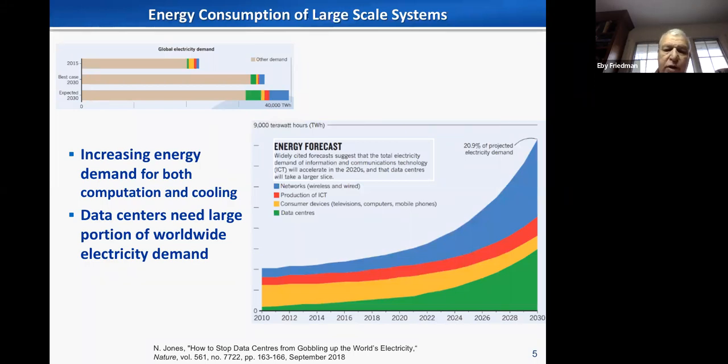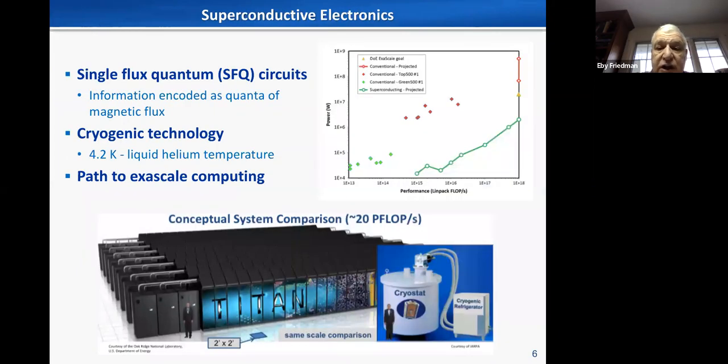So, we're looking at different solutions. Well, CMOS is a technology that we all know well, and I've been doing it for a long time, but we need another technology that can be lower energy. And so one such technology is superconductive electronics. There's a variety of different families of superconductive electronics. The most mature and most well-known form of this logic family is something called single flux quantum, or SFQ circuits.